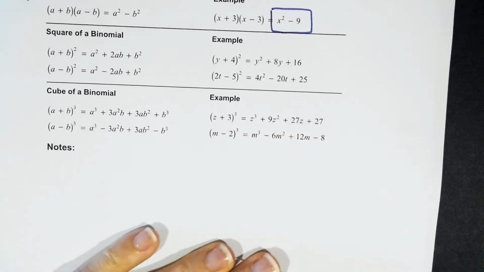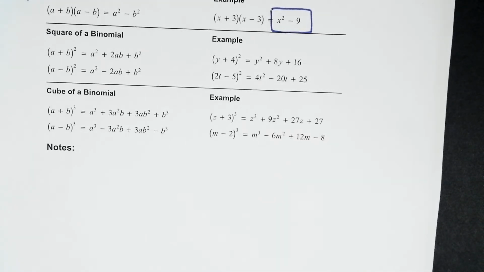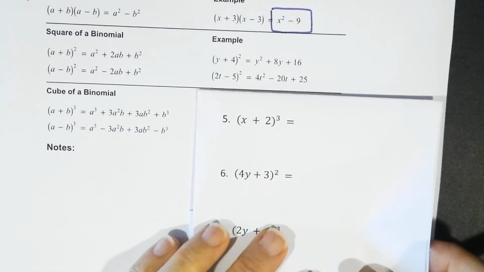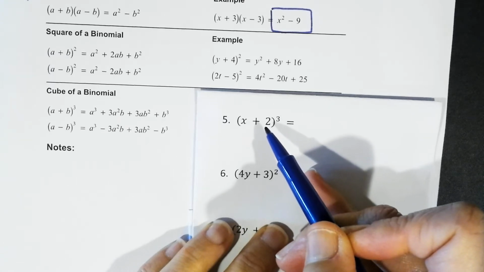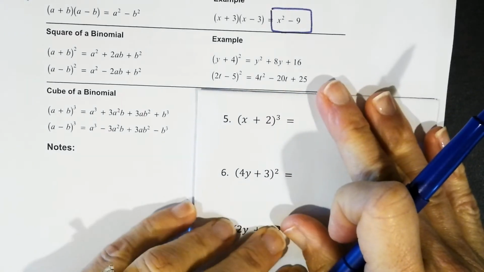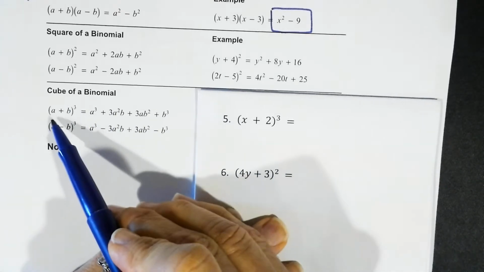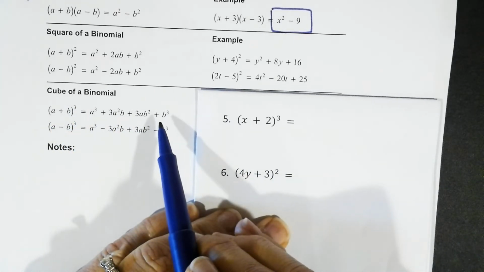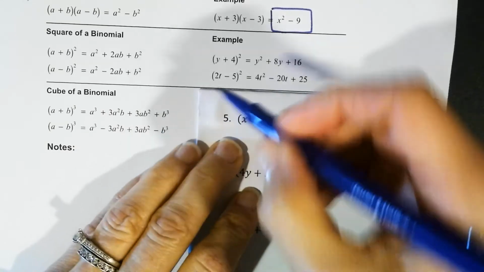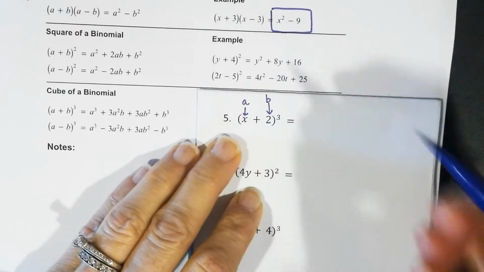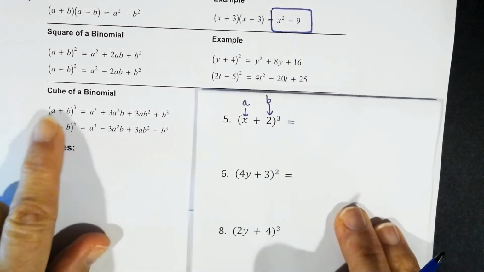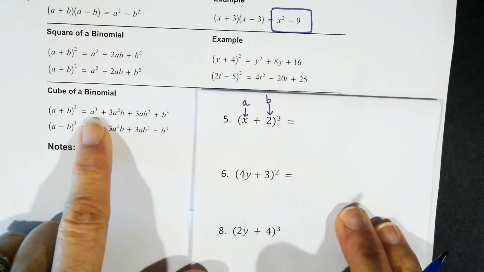So as you know, you can always multiply out. Okay, here's our example. You can always multiply out x plus 2 times x plus 2 times x plus 2, but it really does get to be a lot of work. But if we recognize this pattern, a plus b cubed, it's going to follow this. So here, a is x. That's our a. And b is 2.